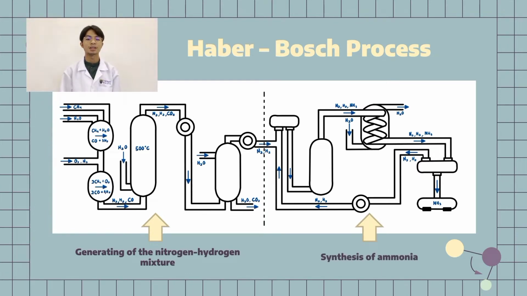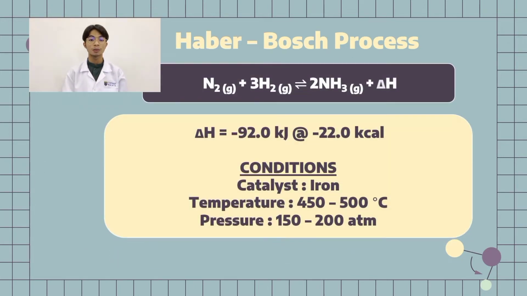So I have attached a picture which shows how the Haber-Bosch process works. This is the chemical reaction that we can derive from the process. The process is a reversible reaction, and there are three conditions: iron as catalyst, the temperature must be between 450 to 500 degrees Celsius, and the pressure must be between 150 to 200 atmospheres.